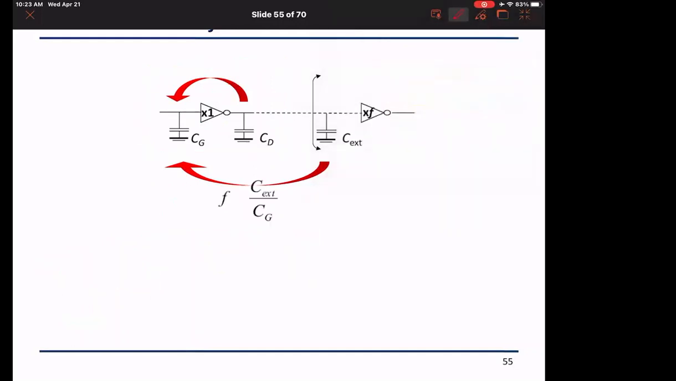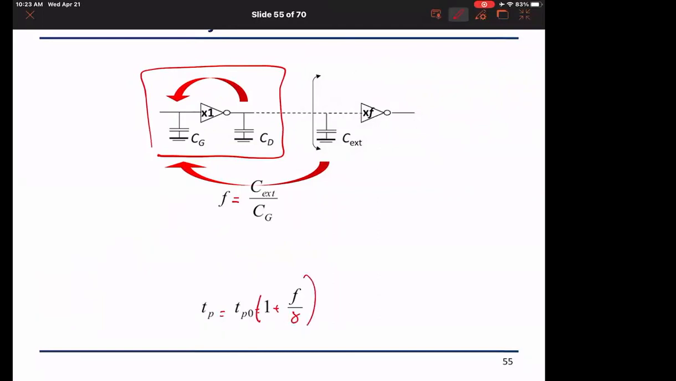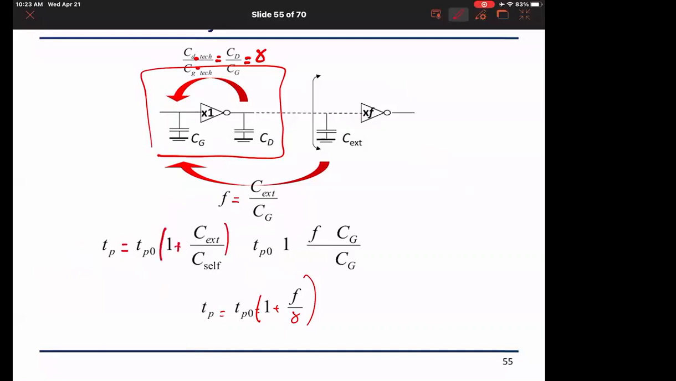Let us now look at what the slide is telling us. F is C external over CG. This is my gate with its transistors, and TP equals TP0 into 1 plus F over gamma. Here we consider the relation between CD and CG, which is CD over CG equal to gamma. This is given to us and this is really the derivation that we went through. F times gamma times CG is F times my capacitance, but this is really what matters for us here.